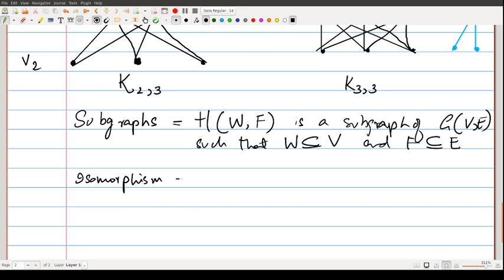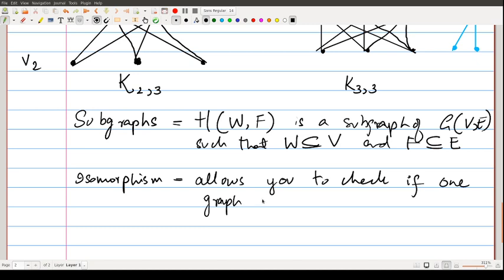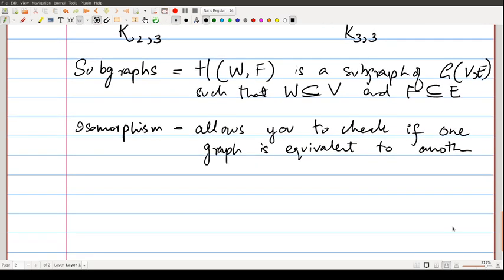Okay. What else? You can also have the notion of isomorphism, which is a notion that allows you to check if one graph is equivalent to another. For example, let's say I've drawn a graph like this. Let's say I draw a graph like this and another graph like this.